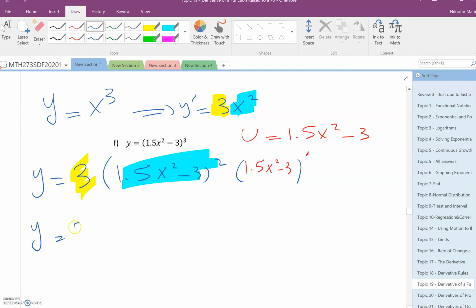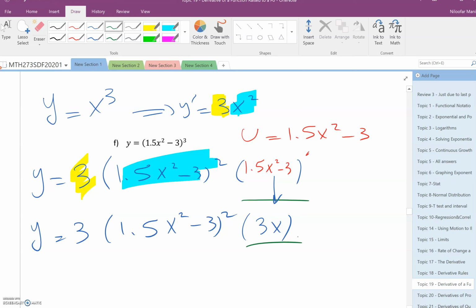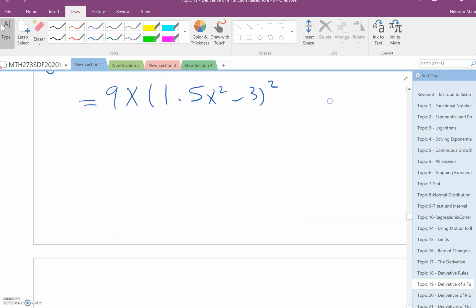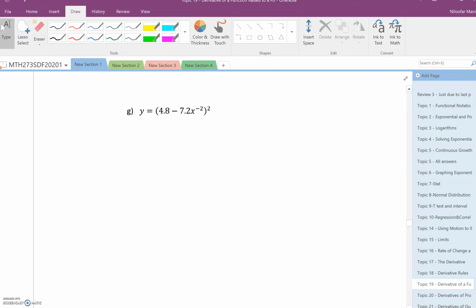So then y is 3, 1.5x squared minus 3 to the power 2, and then 3x is the answer for u prime. So this is here. This one is here. Okay? Now I continue. So as I said, continue. So do this. It's 9x times 1.5x squared minus 3 squared. You don't need to expand. You don't need to go further. Okay?